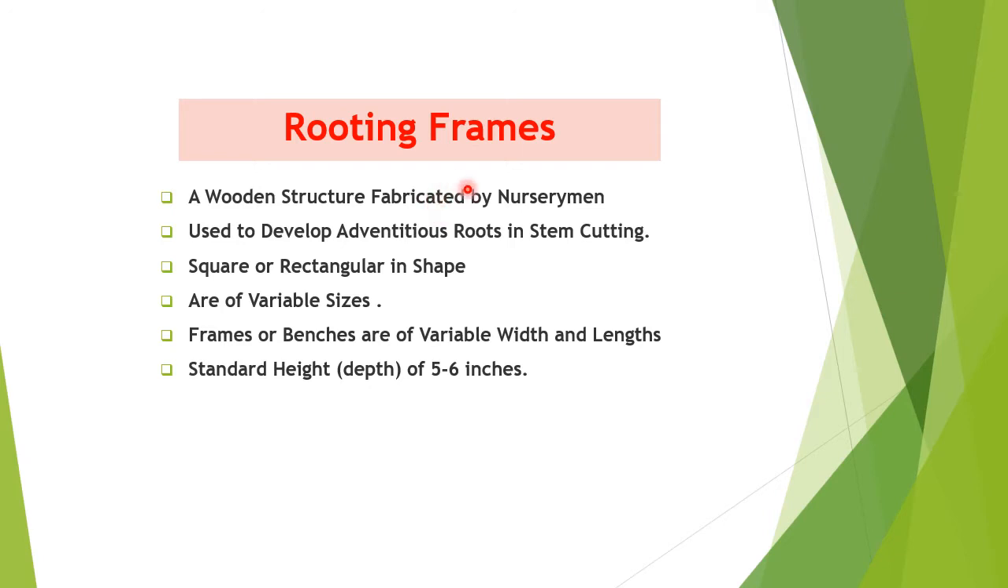Now, after knowing about these mixtures, you require rooting frames. As you know, a rooting frame can be a wooden structure, and they are fabricated by the nurseryman. They are used to develop adventitious roots in stem cuttings. They can be square or rectangular in shape, and they are available in various sizes. There can be frames or benches of variable width and length. Standard height or depth should be 5 to 6 inches.